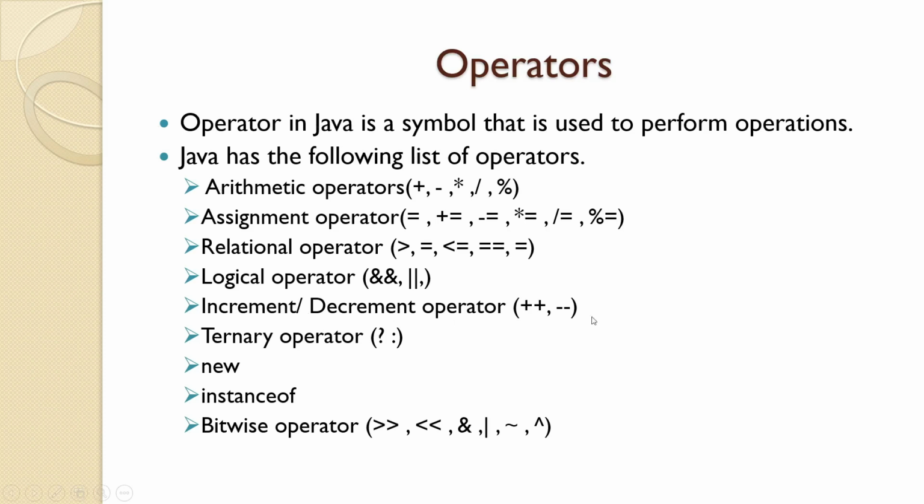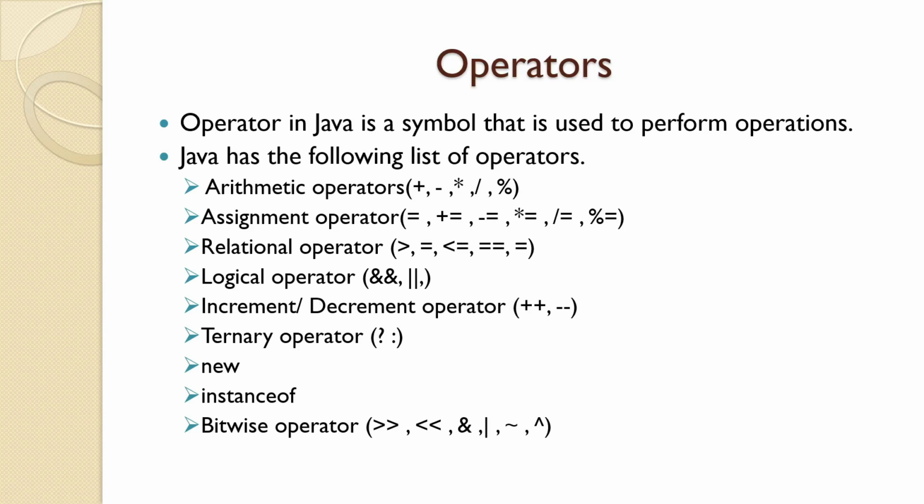To increment or decrement, we use double plus and double minus, and the ternary operator, like this or that, or either of them. This is the ternary operator, the new operator, instanceof, and the bitwise operators. So these are all the possible operators available in Java to perform operations.